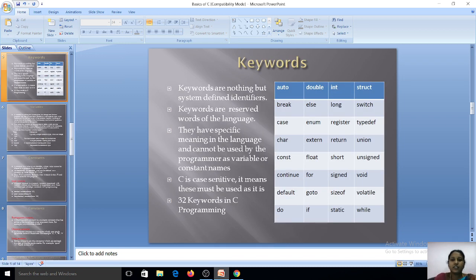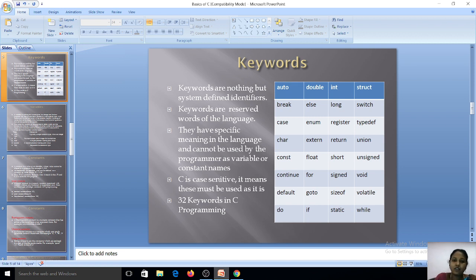Next we will see about keywords. Keywords are nothing but system defined identifiers, the opposite of identifiers. Keywords are also called predefined ones. Keywords are reserved words of the language. Keywords are also called reserved words.